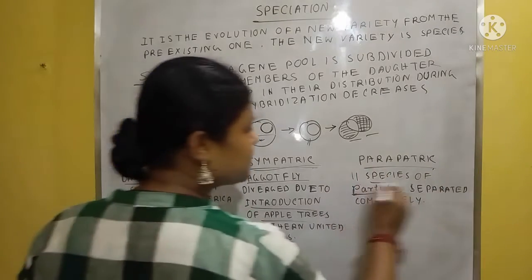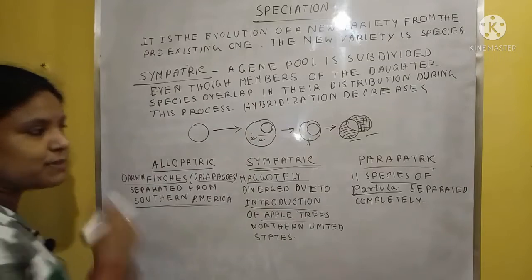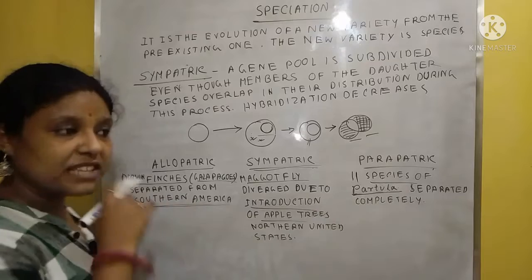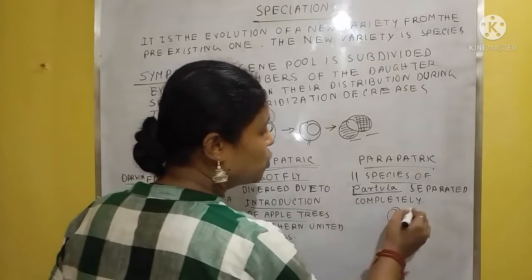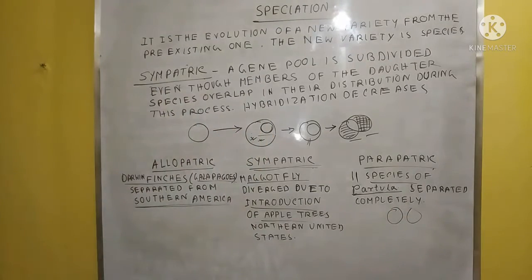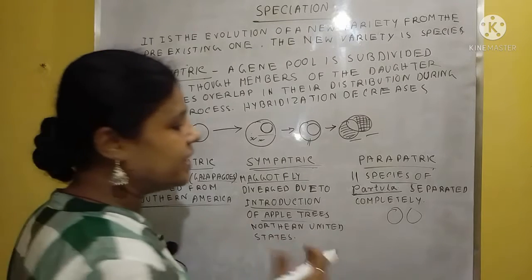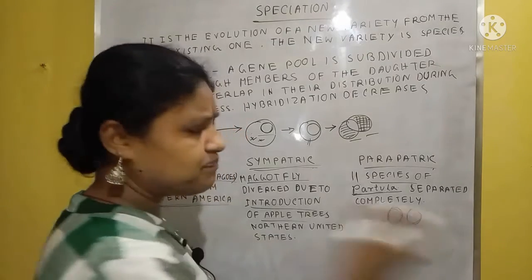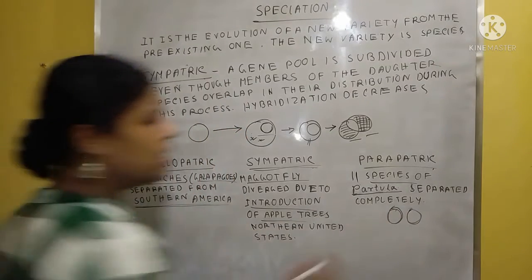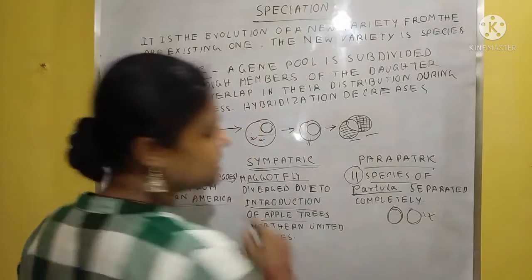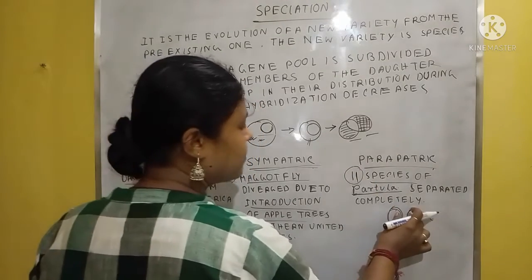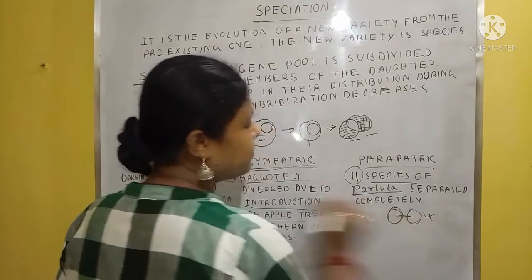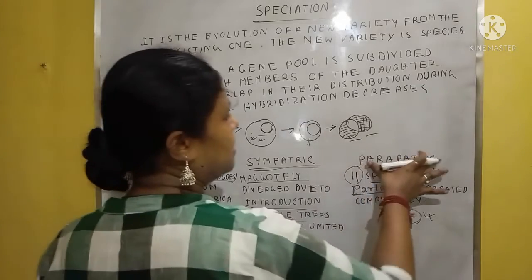Here, the 11 species of Partula, one kind of species, are totally separated, and the 11 species are separated from each other, and I think they form two groups. It was found that two groups are totally separated from each other. They arose in that way. 11 species are formed, and they have no similarities with each other. They are separated from each other. This is the example of parapatric speciation.